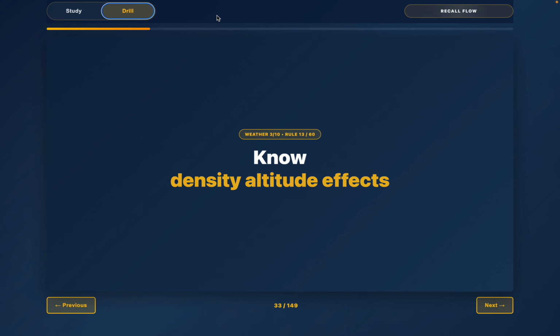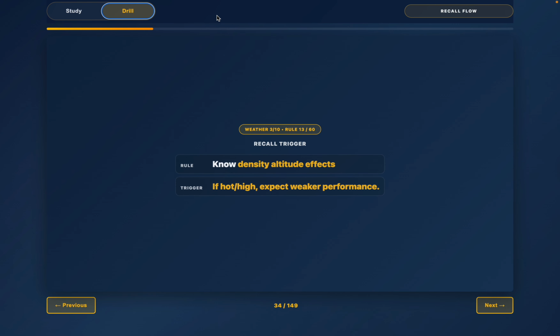Rule 13. Performance changes with heat and altitude. Lift drops, batteries drain faster, and margins tend to disappear. This isn't theory, it's physics. Trigger phrase: if hot high, expect weaker performance.